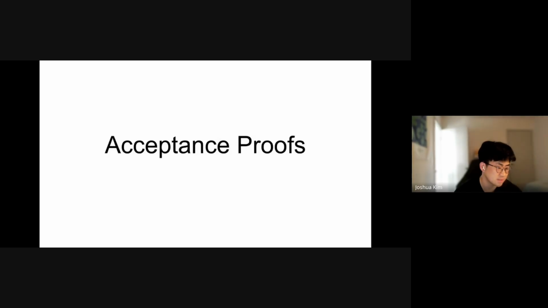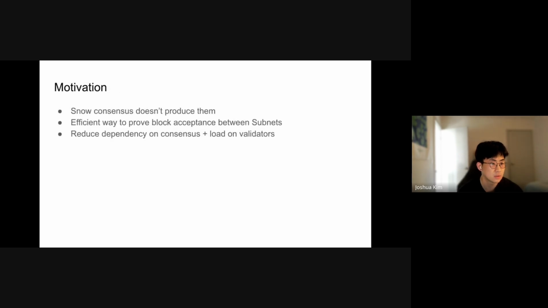So we're going to be talking about ACP-75, which is talking about acceptance proofs. So yeah, let's get right into it. Why do we want acceptance proofs?